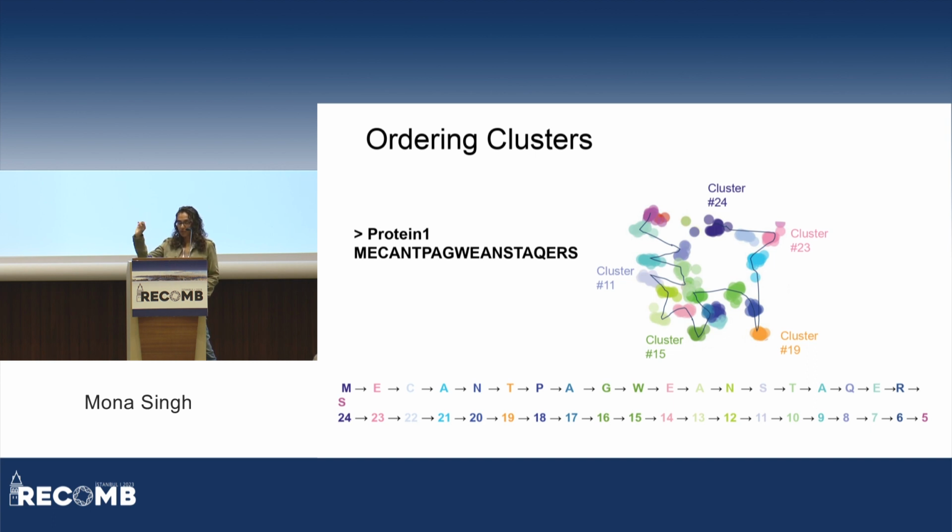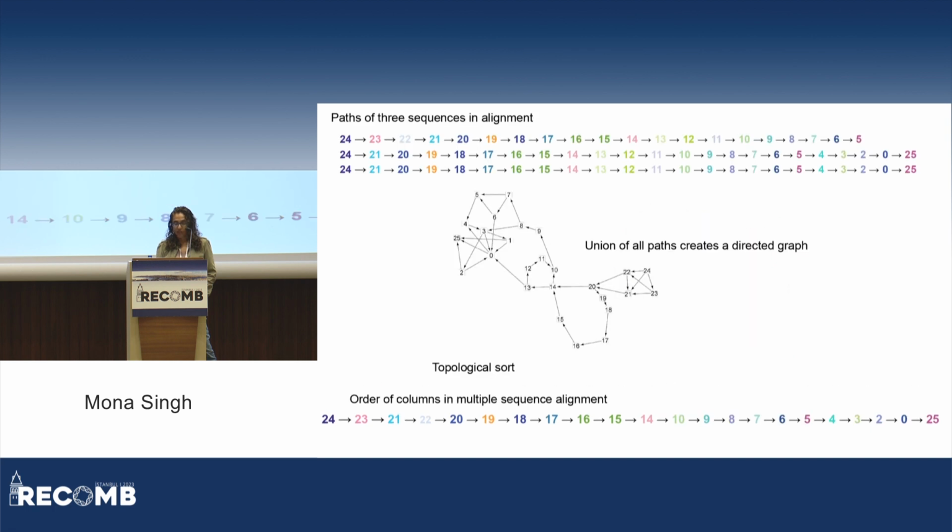We're going to walk through the protein sequence and see which cluster each amino acid falls into. So we're just walking through the protein sequence, and you can see which clusters these different amino acids are found in. Of course, we're going to do this for all of our sequences. In this case, we have 3 sequences. We're walking through the cluster order by walking down the sequence. We're going to take the union of all these paths, and this is going to create a directed graph.